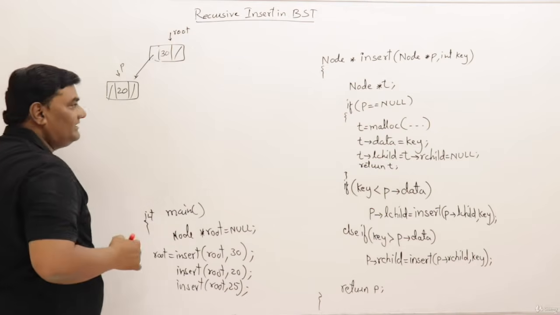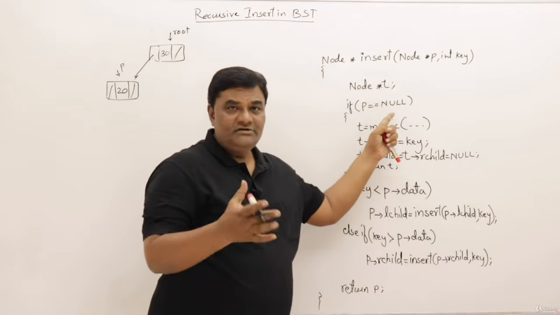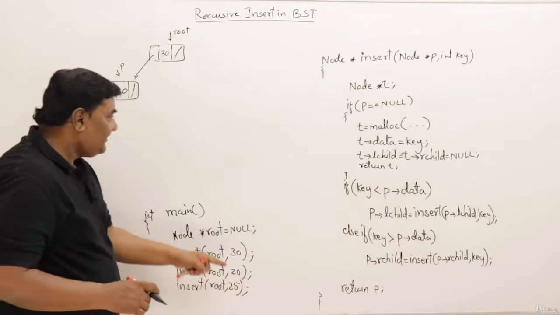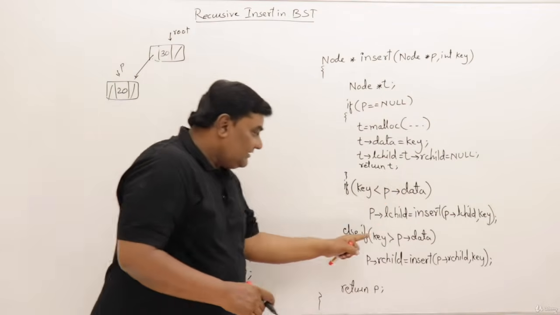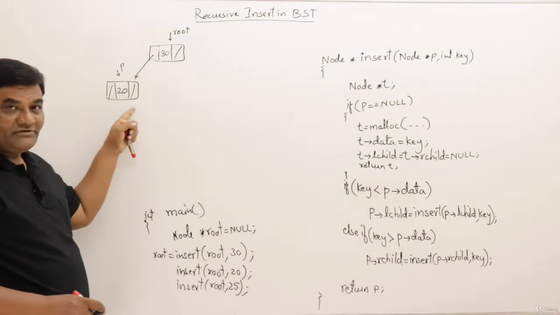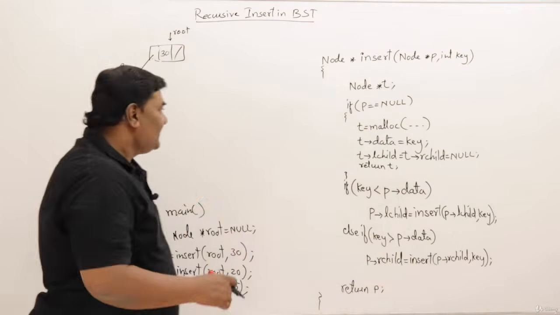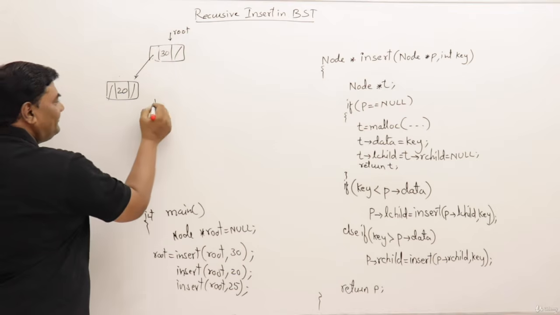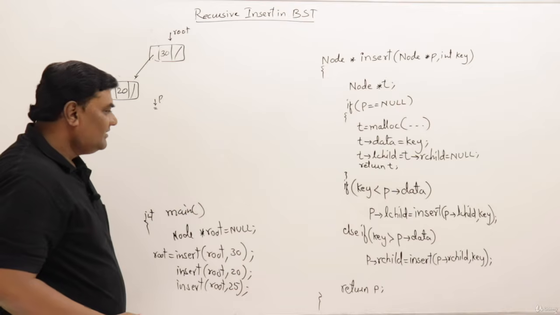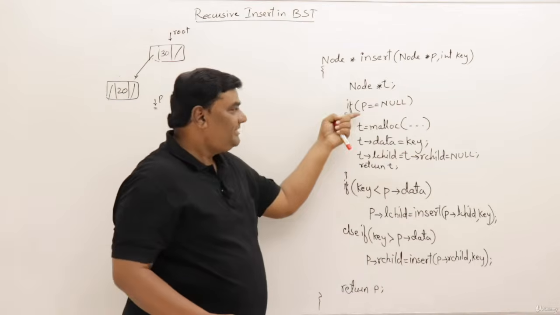So P will be pointing here. Again, P is not null. So again call. P is null? No, it's not null. Then here, key, is it less than P data? 25, is it less than 20? No. Key is greater than P data? 25, is it greater than 20? Yes. So call itself again upon right child. So right child was null. So in this call, P is null.